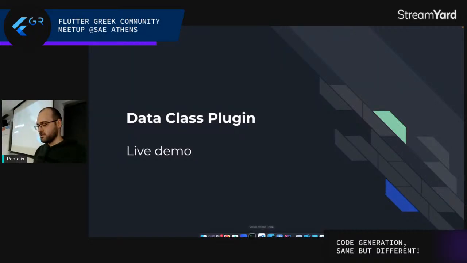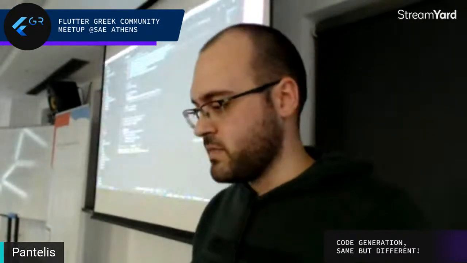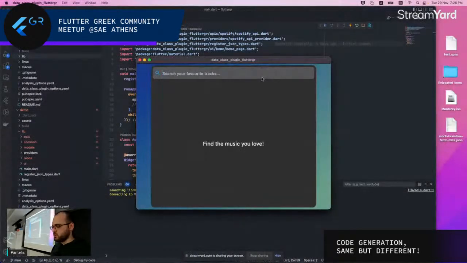Okay, let's jump to the demo. First, let's see what we are building. It's a simple app that you can search for music using a free API. It's not what we will focus on, but you can search, you get a spinner that is loading the data, and you can get the result back. So this all is in a state, right?